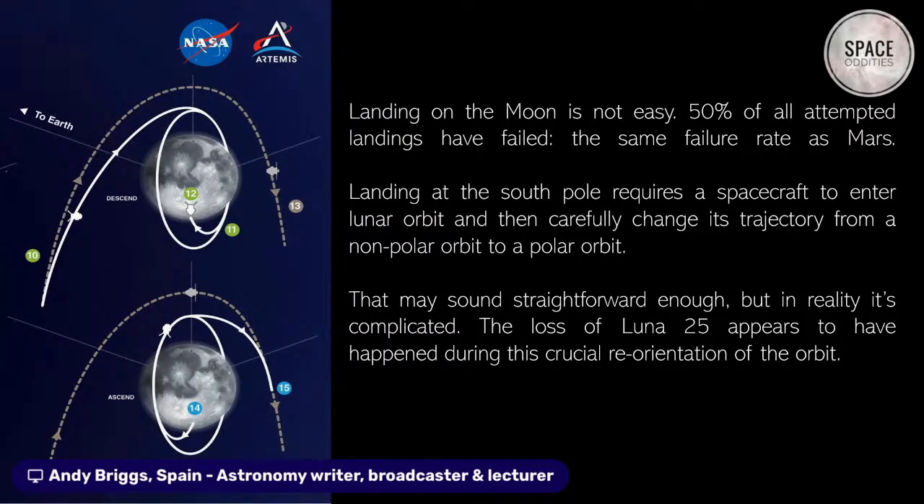But actually landing on the moon generally is not easy. 50% of all attempted landings on the moon have failed, and you may know that that's exactly the same failure rate as Mars, funnily enough, in a weird cosmic coincidence. So what you have to do is put your spacecraft into a normal, inverted commas, orbit around the moon, a non-polar orbit, and then over time slowly change its orbit so that it becomes a polar orbit. Sounds easy, but actually it's quite complicated. And the loss of Luna 25 appears to have occurred during this crucial phase of changing the orbit into a polar orbit, ready for landing. We don't know exactly, but it looks like that's what happened.